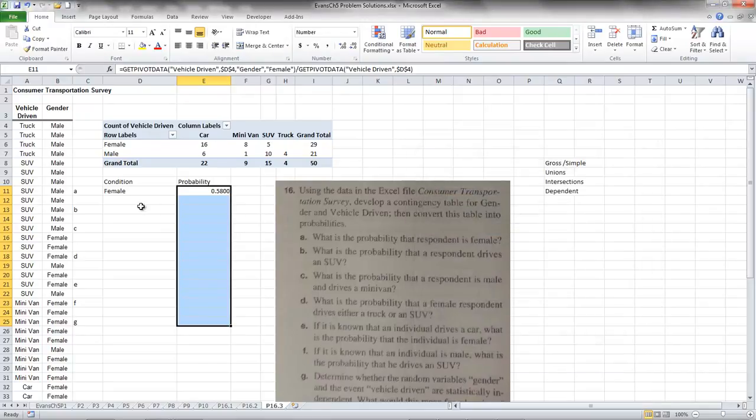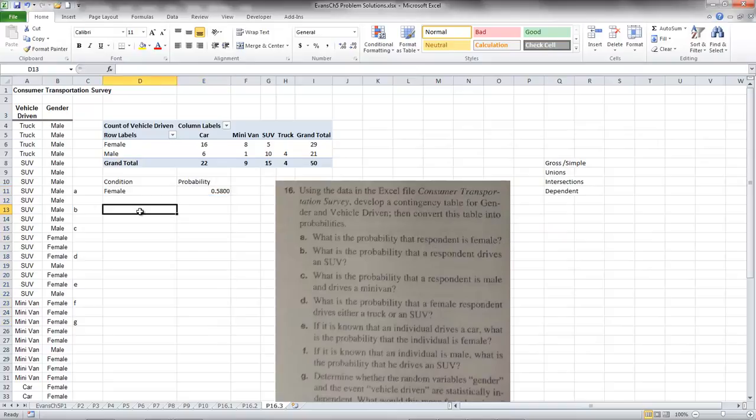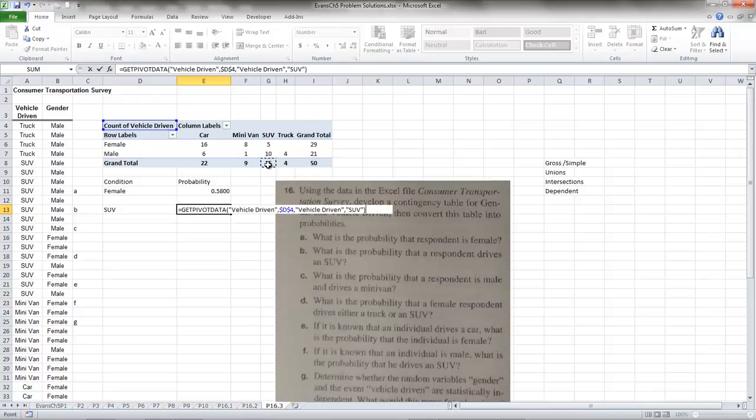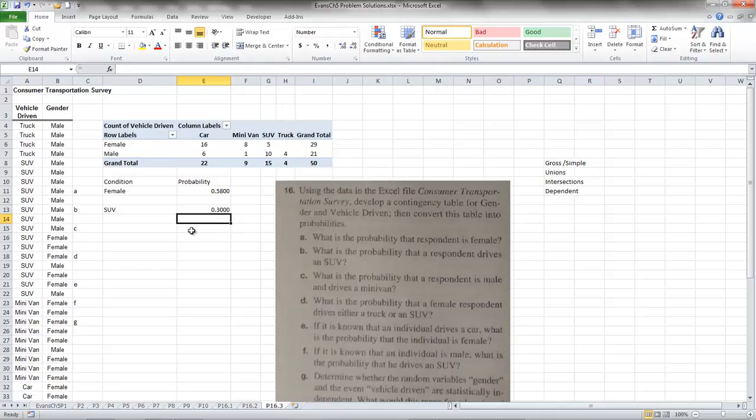Okay. The second condition that we're looking for is the probability that the respondent drives an SUV. Again, this is a gross high-level number. We're looking at tabulations. It's tabulating over to the right, tabulates down to the bottom. So we could just take a look at SUV, and the probability that it's an SUV is simply going to be the number of SUVs here over the total number here, and that is equal to 30%.